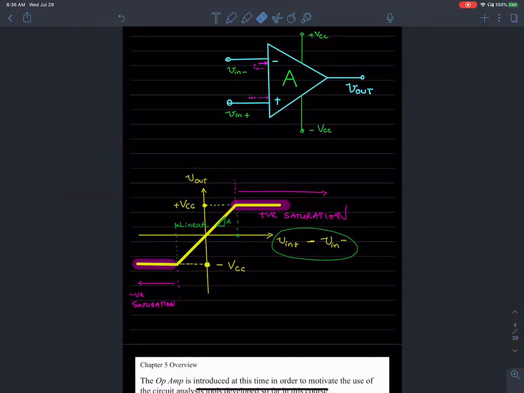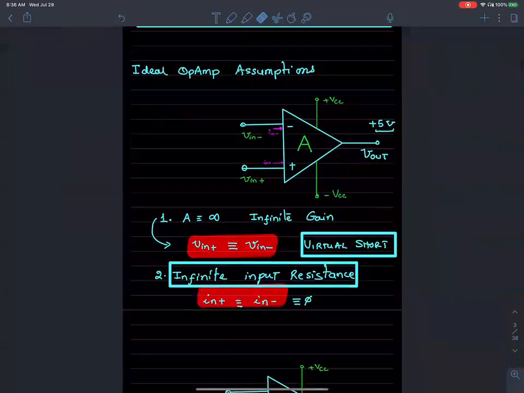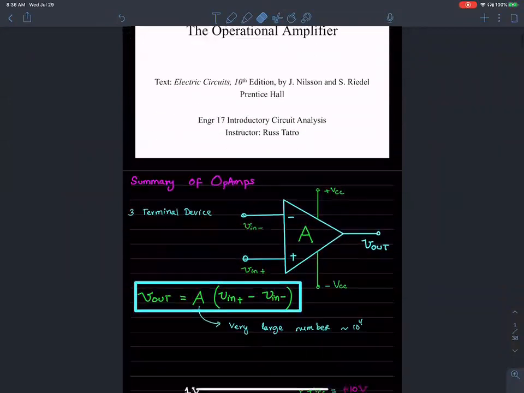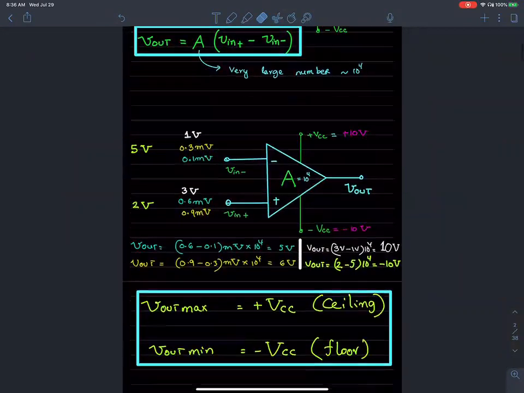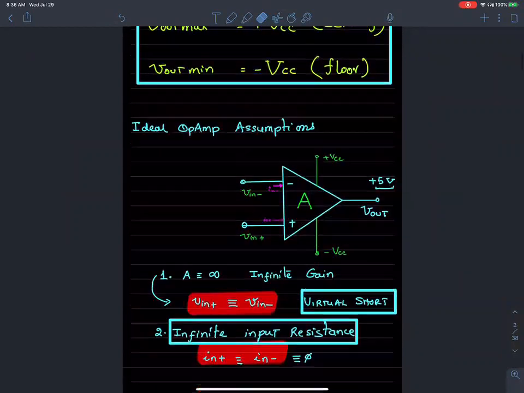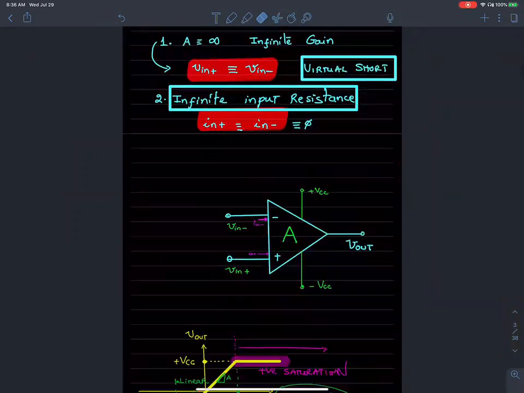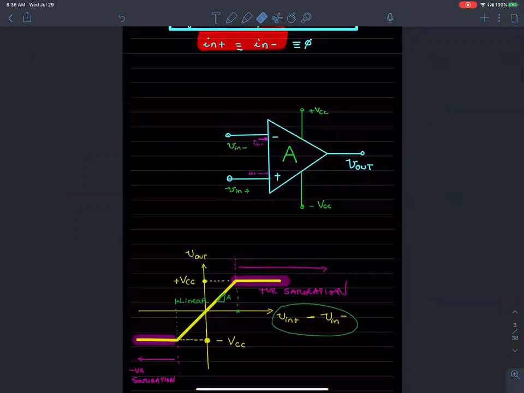So this is the summary of op-amps, page 3. It's a 3-terminal device. The output is max, and then op-amp assumptions. Summary of op-amps continued. So let me write it here.